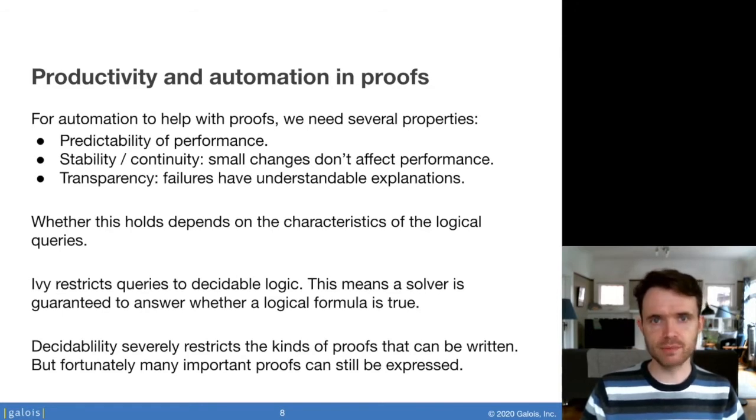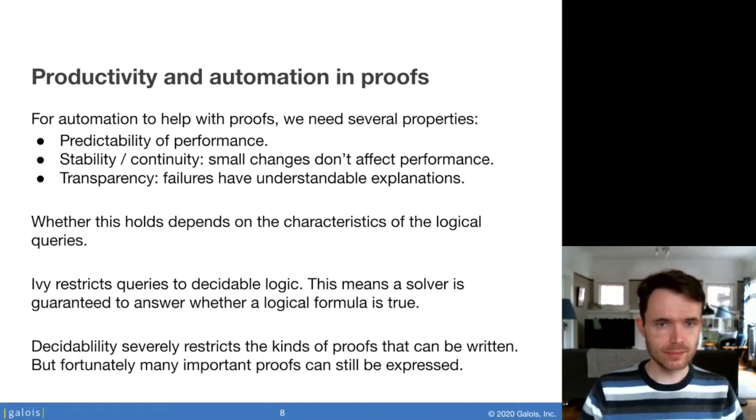If we try to automate a proof step using a solver like Z3, these properties depend on exactly what shape the formula takes. In fact, these properties won't hold in general for even quite simple logical queries. So Ivy's answer is to constrain the proofs so that these properties are guaranteed to hold. The way it does this is to ensure that every formula has a property called decidability.